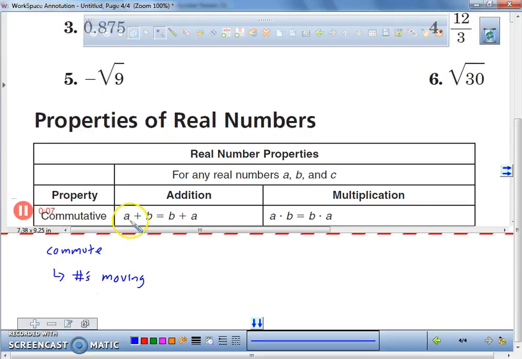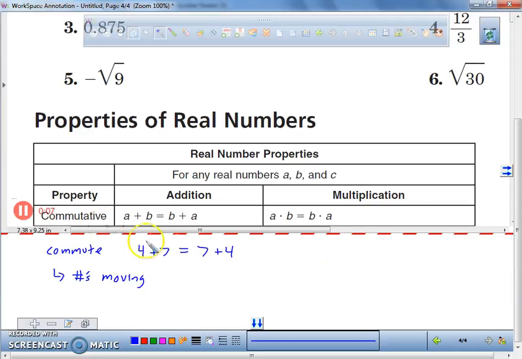So notice right here, I have A plus B, and then I have B plus A. If we want to put numbers in there, we could say 4 plus 7 equals 7 plus 4. It doesn't matter which order they're in, they're equal to each other if you're adding them, okay?